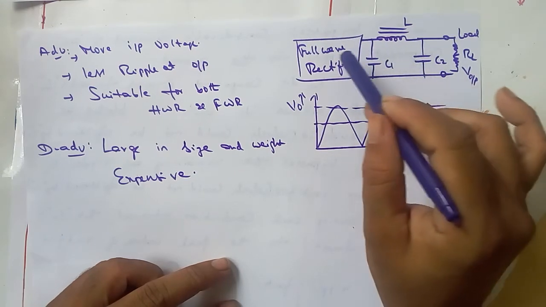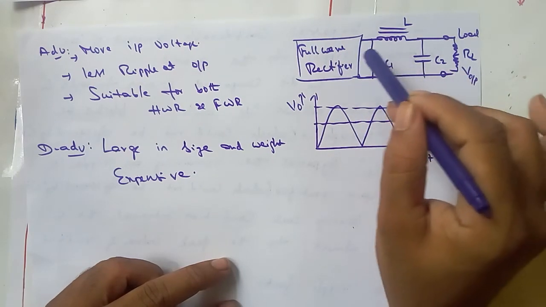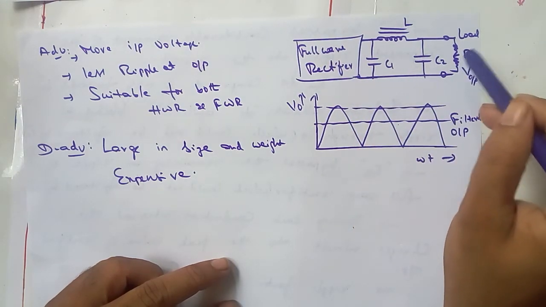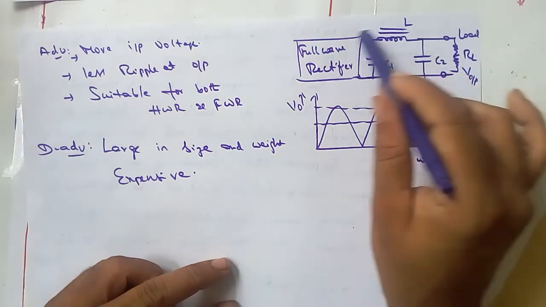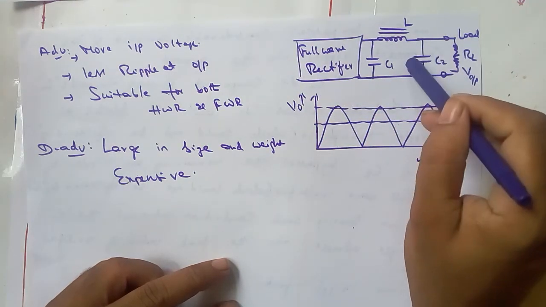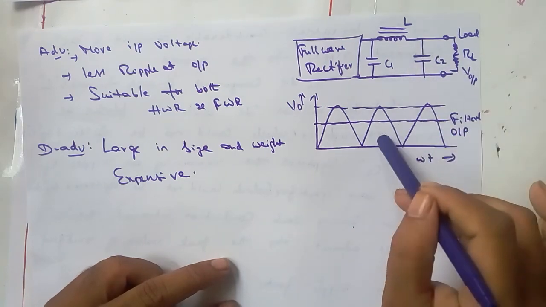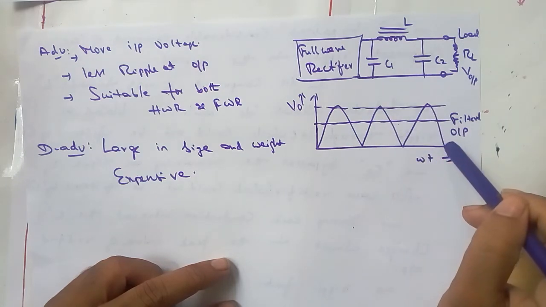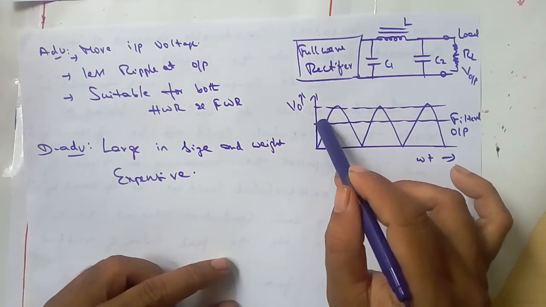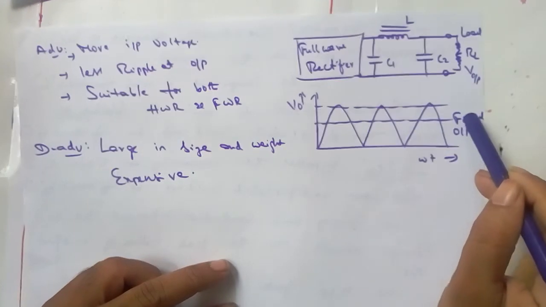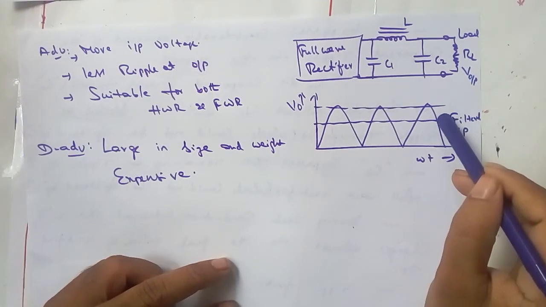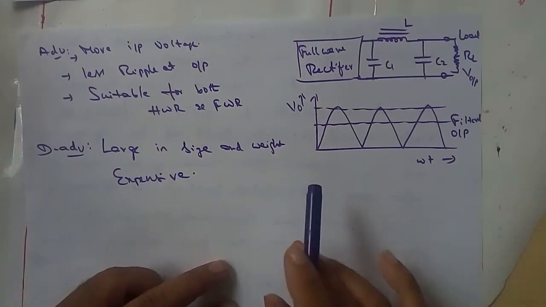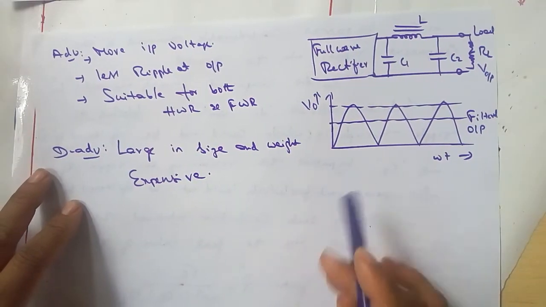This pi section filter is added to the full wave rectifier and the load resistance RL, as shown in the diagram. This is the circuit diagram for the pi section filter, and the waveforms are as shown. This one is the AC, pulsating DC. This is the average filtered output voltage, but it is more than with the L section filter. Right? Now you see here, what are the advantages we have?